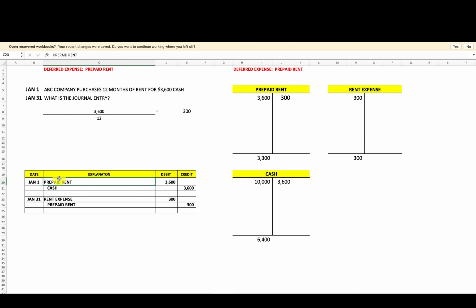The original entry is the debit to prepaid rent and the credit to cash, the cash transaction taking place first, and then after the cash transaction, we have the actual adjusting entry. So in these deferral entries, this cash transaction is not the adjusting entry. The adjusting entry is what happens on the 31st, where you adjust the rent expense and prepaid rent. Again, we're adjusting an asset account. The asset account goes down and the expense account goes up.